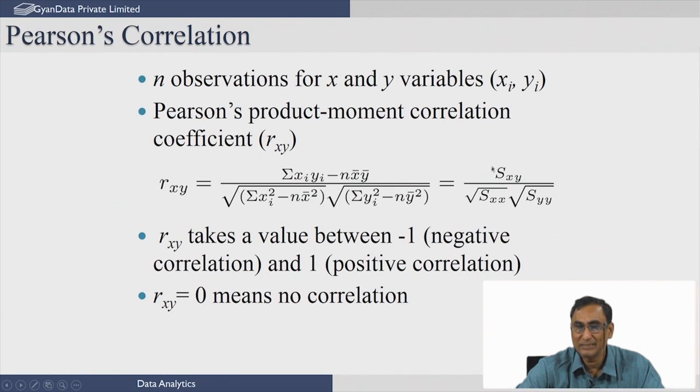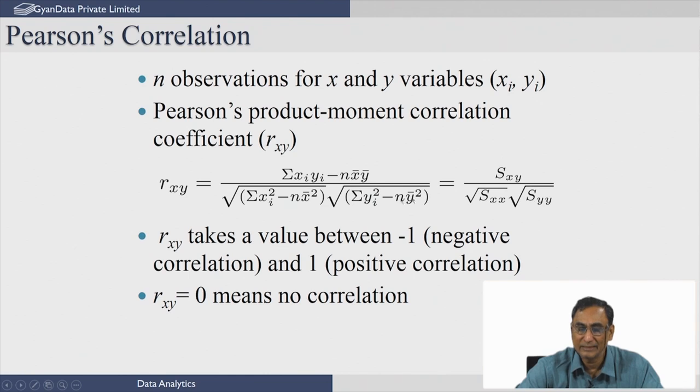The numerator represents the covariance between x and y, which can also be computed in this manner. We can expand the definition we have for the covariance, and we find that it is nothing but the sum of xi yi minus n times the mean of x and the mean of y, which represents the covariance of x and y, and the denominator represents the standard deviation.